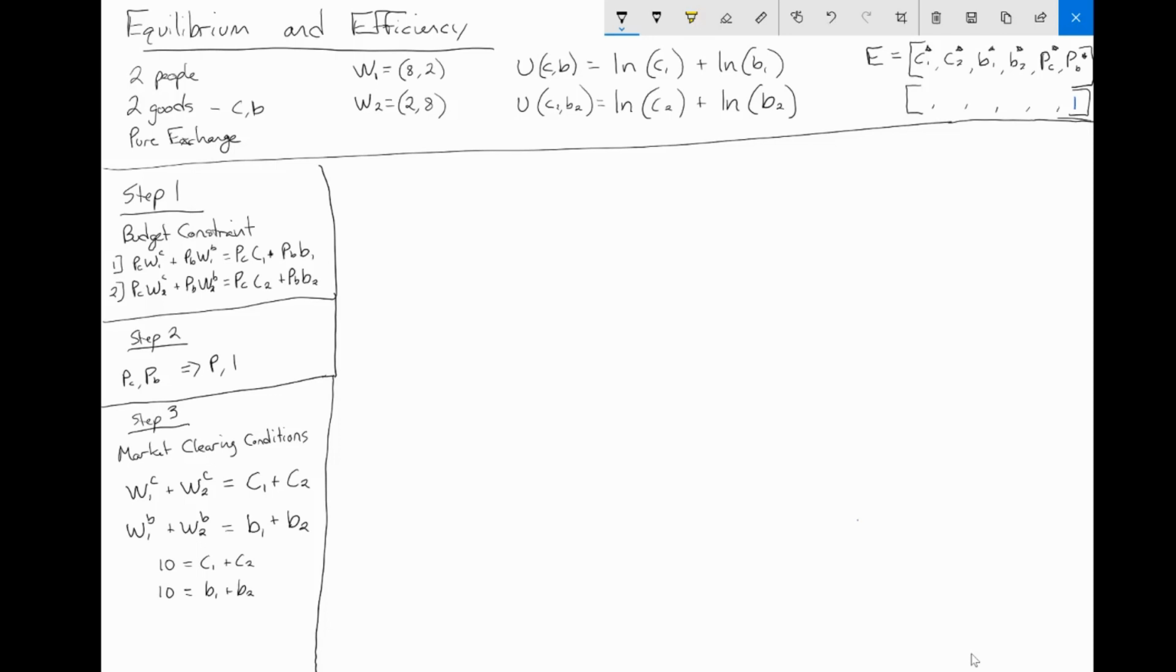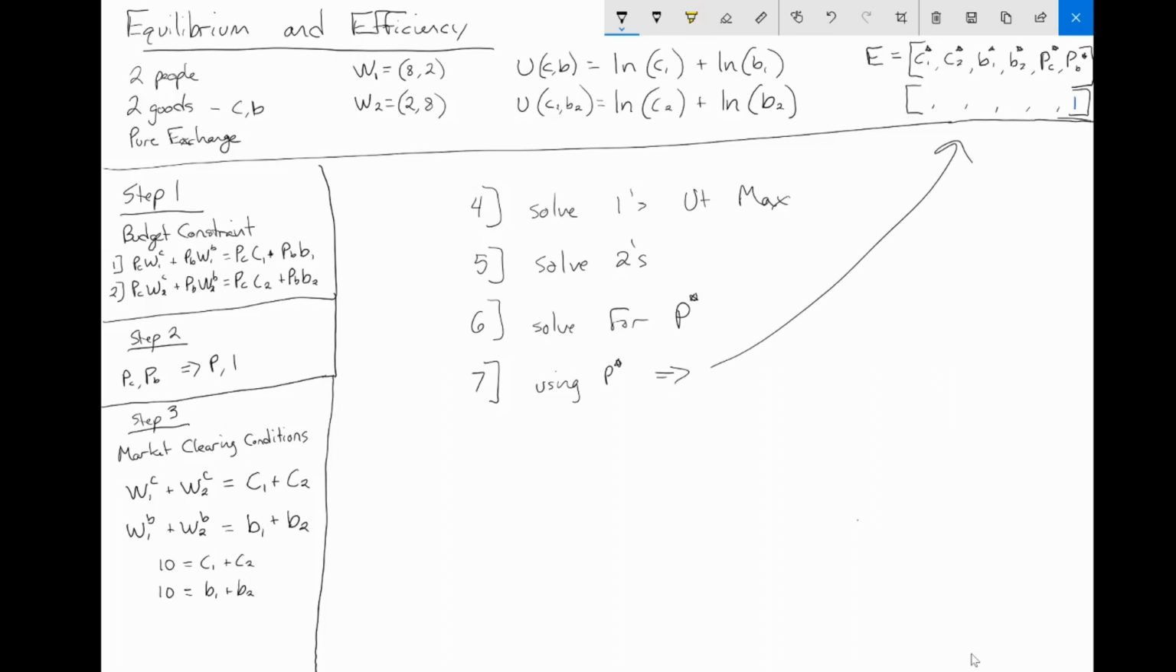All right, these 3 steps are basically preliminary steps. When we finish with that, what we need to do next is begin to solve the maximization problem. Now let me outline what this looks like. Step 4 is we are going to solve person 1's utility maximization problem. Step 5, we're going to solve person 2's utility maximization problem. Step 6, we are going to solve for the price. We're going to figure out what the price is. In step 7, using P star, we will solve for all of the remaining values that we need to solve for. Okay, so those are the steps.